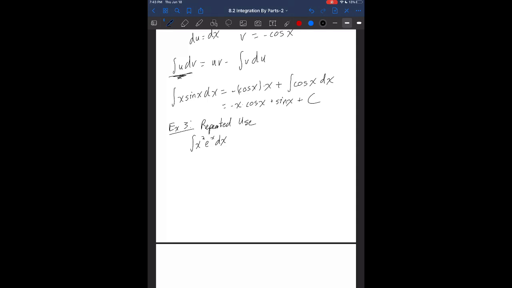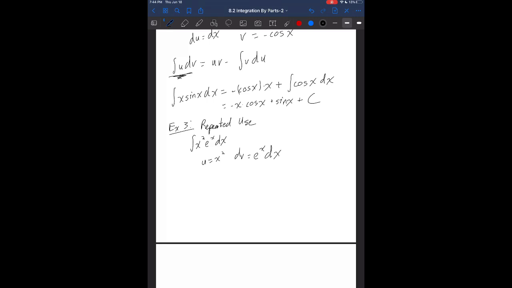Now, the first time we do integration by parts, we will have a du, which is going to be a 2x in this case. And so what that means is that we're going to have to use integration by parts again in order to get the integral we have at the end. Okay, so let me go through the process of doing this. A good choice for u is going to be our polynomial, x squared, and dv is going to be e to the x dx.